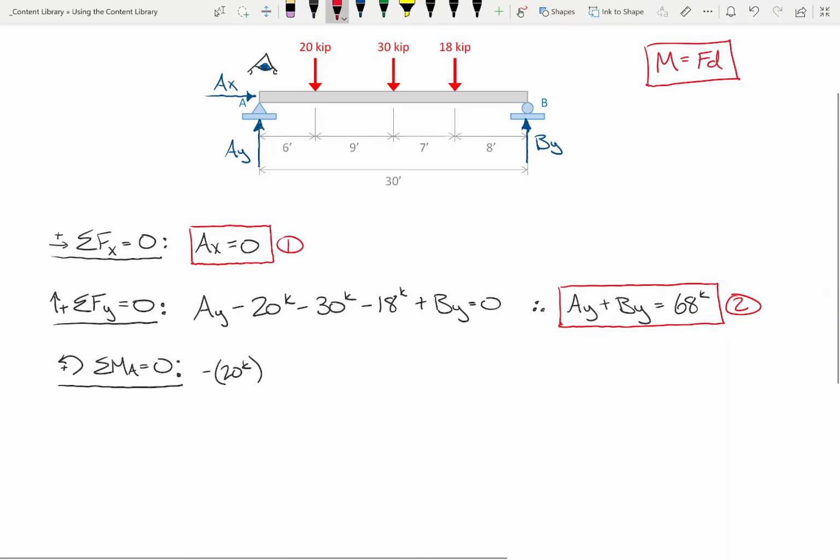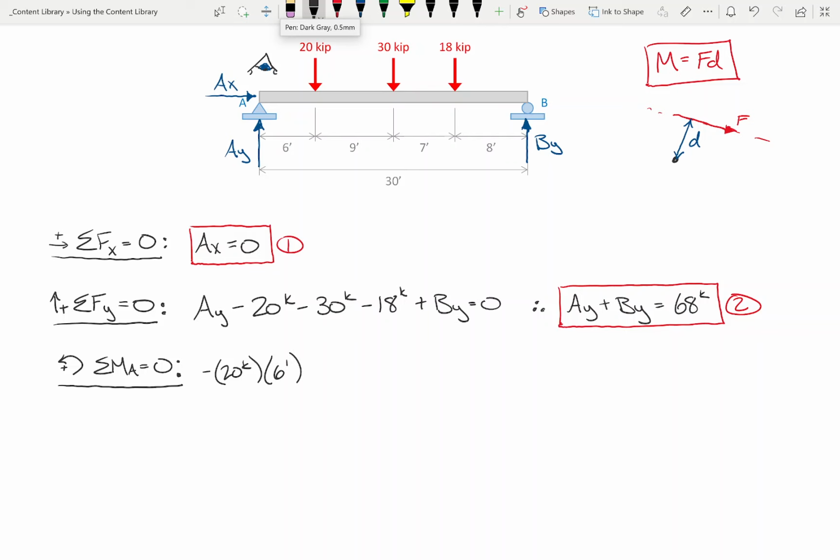20 kips times what? Remember, watch this. So here's the point. Here's the line of action. Here's the force. The moment arm is the shortest distance from the point in question to the line of action of that force. So what is the shortest distance from A to the line of action of the 20 kips? 6 feet.